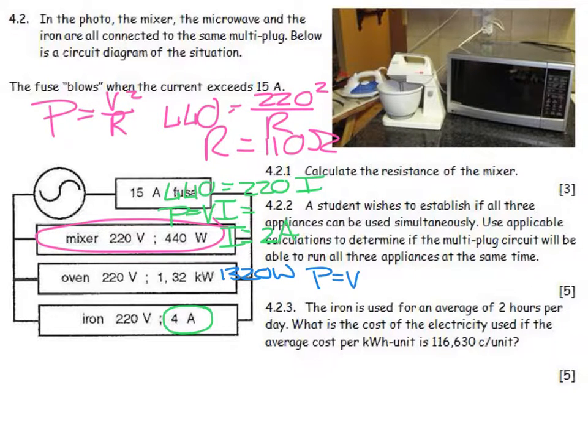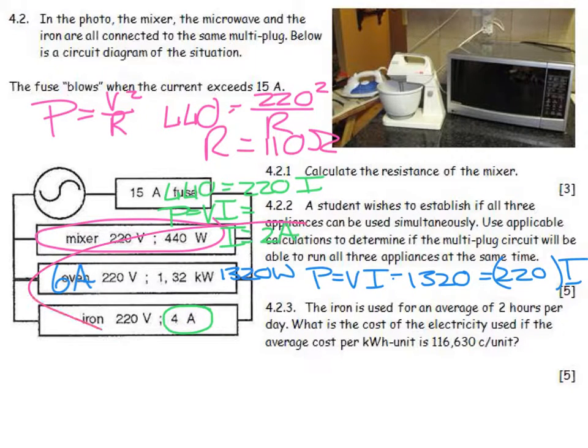Power is equal to V times I. 1320 is equal to 220 multiplied by a current I do not know. And when I rearrange that, that current turns out to be 6 amps. So what have I got? I've got 2 amps on that branch, 6 amps on that branch, 4 amps on that branch.